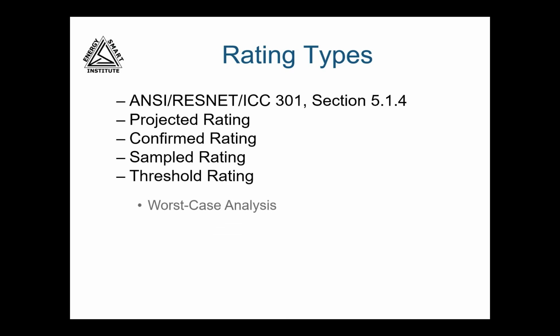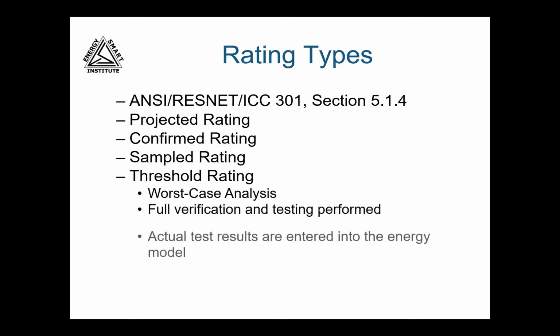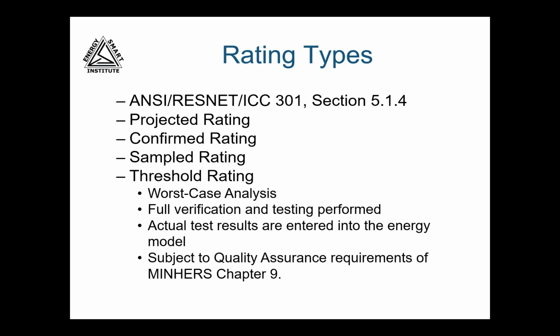The final rating type is the threshold rating. This type of rating also uses a worst-case analysis, which sets a threshold, and all units of the same type as the worst-case type receive that same energy rating index number. However, every unit is fully tested, and all minimum rated features are verified for every unit. This type of rating is used, for example, when a builder wants to state that all houses built from Plan X have a guaranteed energy index matching some number.